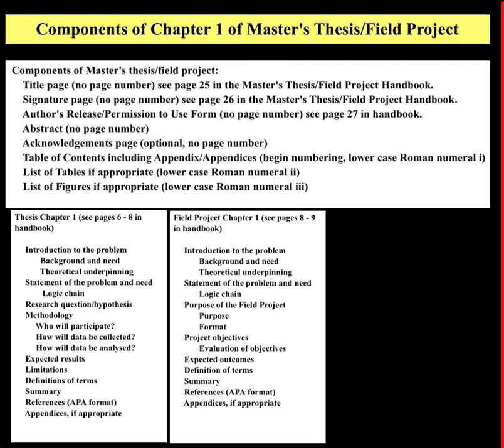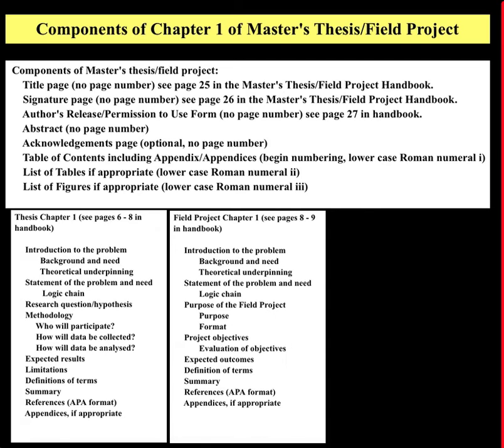Now, if you're doing a project, your Chapter 1 research proposal will include everything that is in the middle field, and you will find on pages 8 and 9 in your master's thesis field project handbook, it'll outline exactly what you need. So like if you were doing a thesis, you will have the same thing: introduction to the problem, a background and need, a theoretical underpinning, and the statement of the problem and the need and a logic chain.